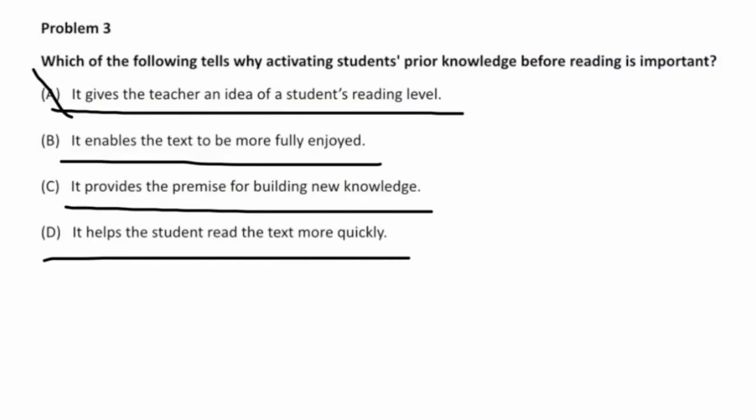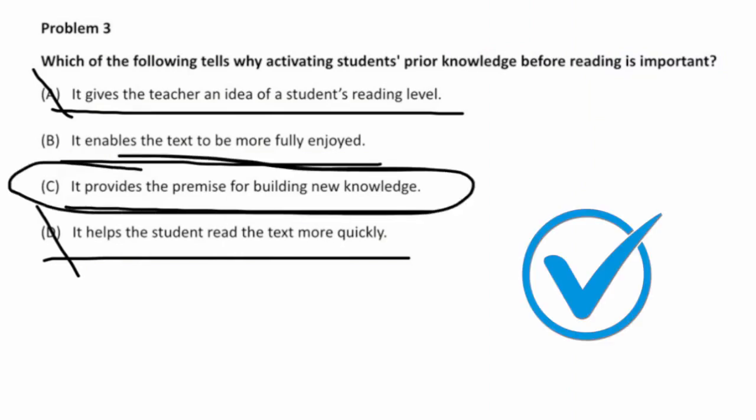Or D, it helps the student read the text more quickly. Well, that's going to come with practice. Reading pace is going to increase and improve with practice. So that has nothing to do with activating prior knowledge. So the best answer choice between B and C is C. It provides the premise for building new knowledge.